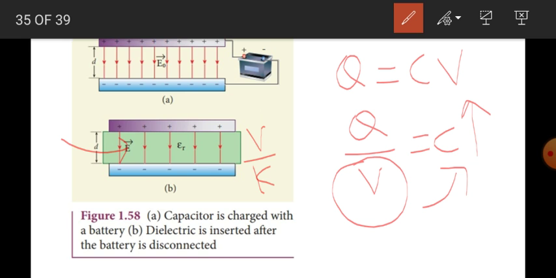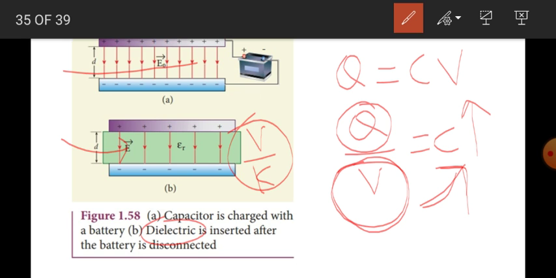So this is the third factor. When you insert a dielectric inside the capacitor, potential difference will reduce, and the electric field will also be reduced because of that polarization effect. If the potential difference is decreasing, capacitance will increase because they are inversely proportional. Charges will remain the same, constant. So this is the effect of a dielectric on capacitance.